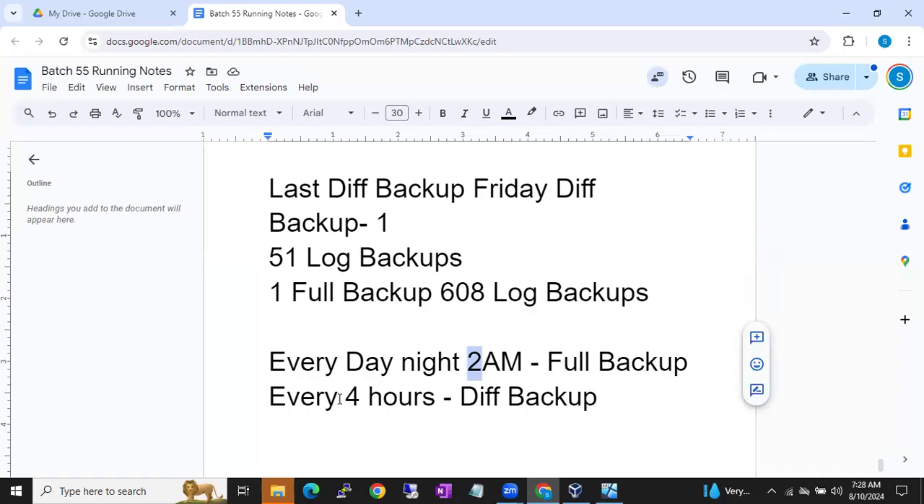When I use a phrase like every 1 hour, every 2 hours, every 15 minutes, the timestamp always starts from night 12 o'clock. So every 4 hours differential backup means at what time will the first differential backup be generated, guys?